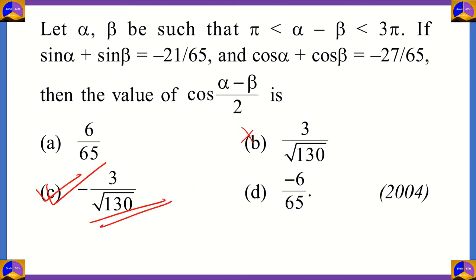Again, B is left out because B happens only if theta is in between the first and the fourth quadrants, which is not so, because over here it is clearly given that pi is less than alpha minus beta is less than 3 pi. Dividing that by 2, you will get the relation that the angle of the cos function is in the second and third quadrants. So option 3 is the correct option for this question, which was asked in 2004.